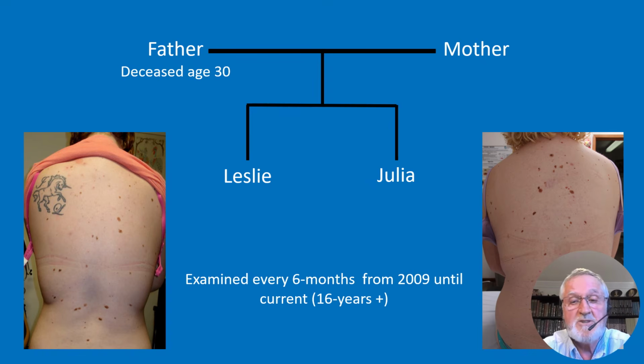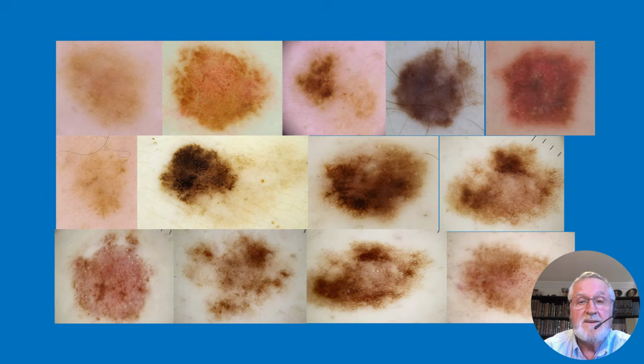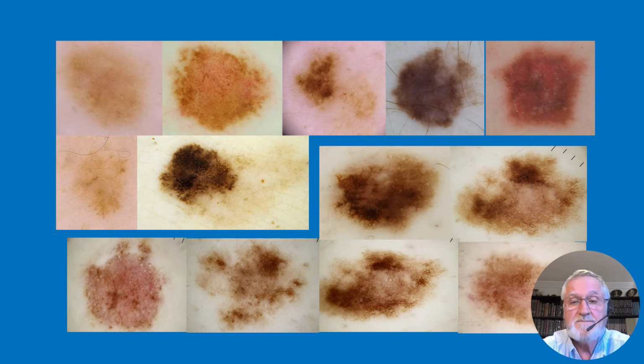So we come to these two young ladies that I've been examining now for 16 years and counting. And I show you multiple lesions, some of which we were monitoring randomly and routinely. We were just monitoring them every 6 months, some which we excised straight up. Can you tell which ones of these are melanomas and which are nevi? Well, maybe you can now if I tell you all the ones at the top are melanomas and all the ones at the bottom are nevi.